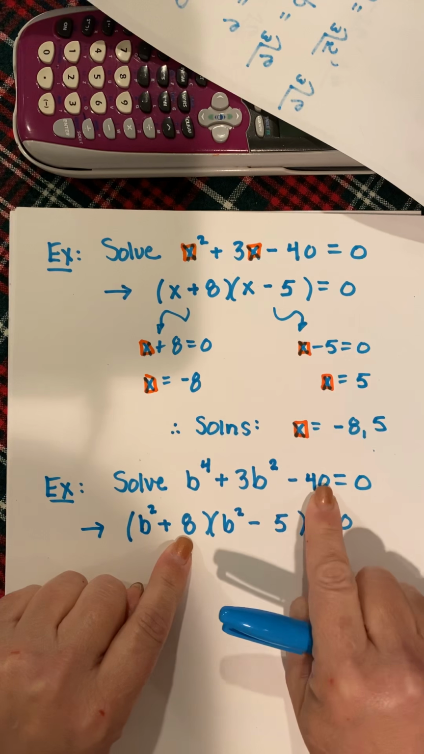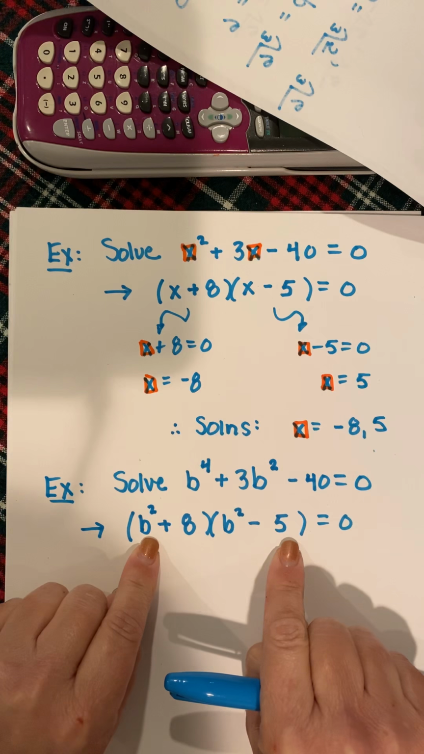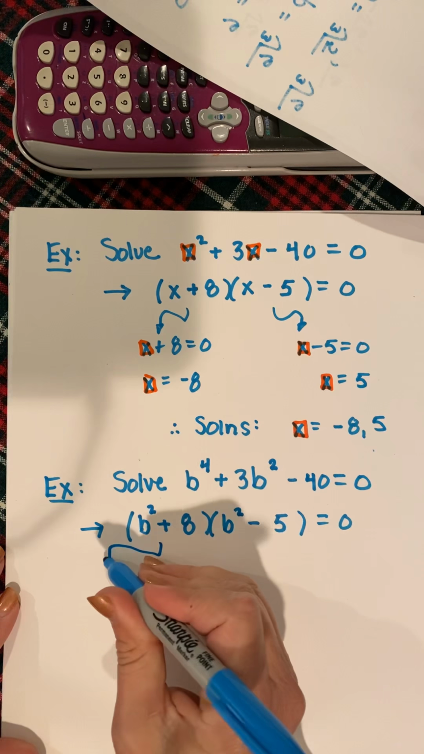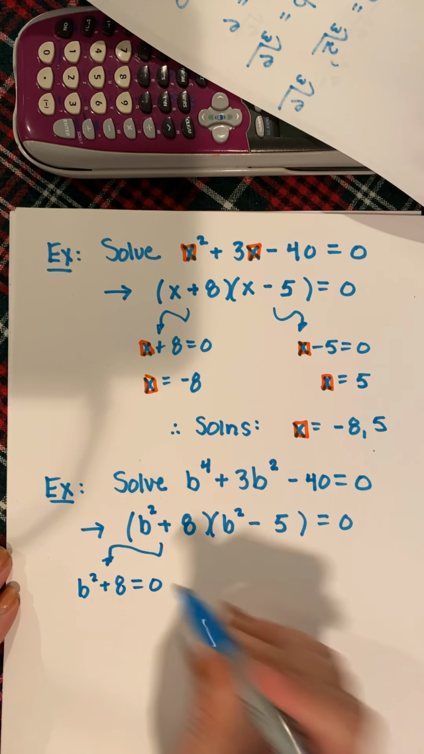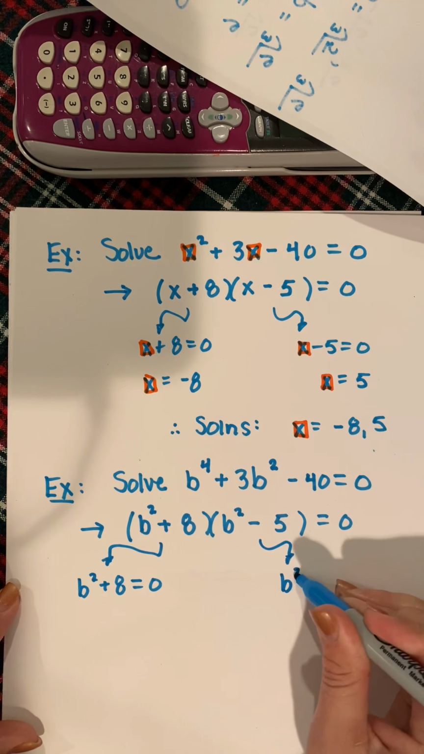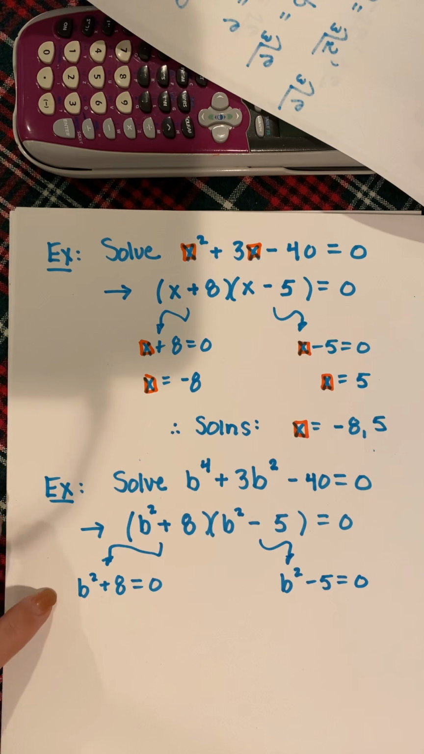Positive 8 times negative 5 is negative 40. Here we get 8b squareds minus 5b squareds. So it's a positive 3b squareds. Now this is a little bit trickier because we get b squared plus 8. This factor tells me that b squared plus 8 equals 0. And this factor says the other solution will be provided by this little tiny equation. All right, so let's go to this guy.